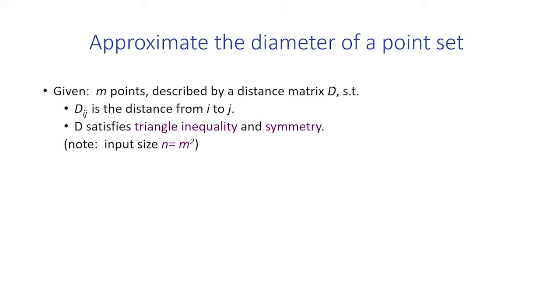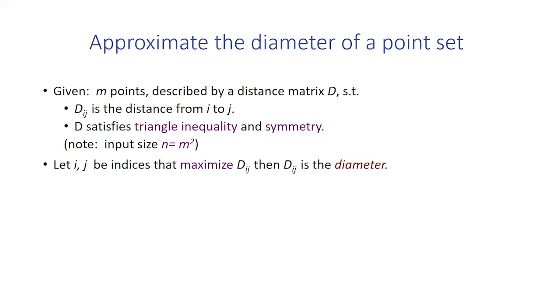Here we're given M points, and the description is going to be a distance matrix D. The ij-th entry of this matrix is the distance from i to j. I'm going to assume that D satisfies the triangle inequality and symmetry. So you could just think about the upper half of the matrix if you want. But it also satisfies the triangle inequality, and that is really important. It's a matrix describing distances between M points, so its size is M squared. So our input size N is going to be M squared. I just want to remind you here, we're going for sublinear in N, not in M.